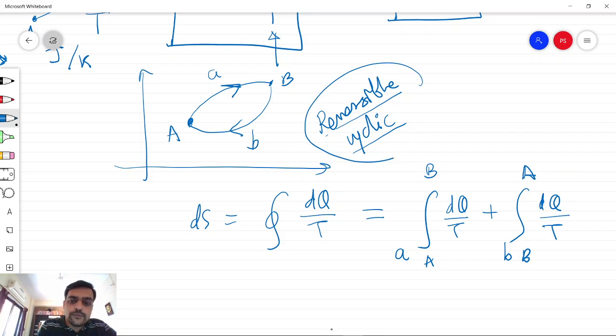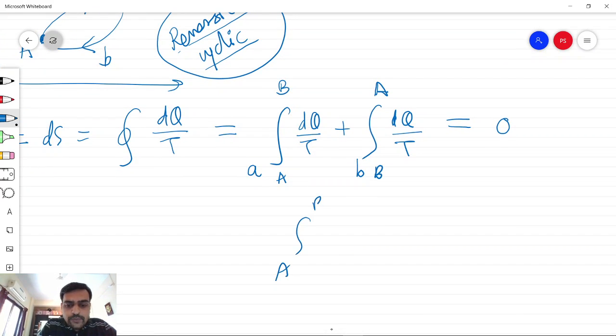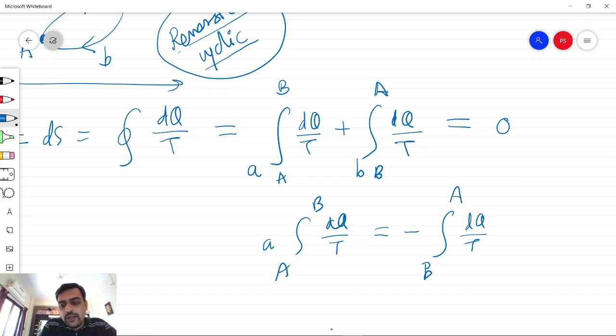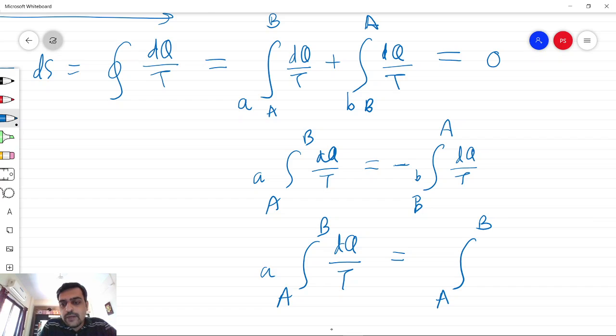Now we should note that since this process is reversible and cyclic, the change in entropy is going to be 0, as required by the Clausius inequality. So this integral is always going to be 0. This means that the integral from A to B of dq by T following path A is equal to minus the integral from B to A of dq by T following path B. Now the limits on the right hand side can be reversed: the minus sign is absorbed and the limits change from B to A to A to B, of dq by T following path B.